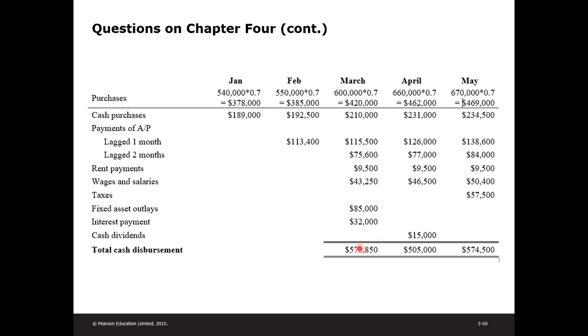Then we need to calculate the total cash disbursement for each month. We will add cash purchases plus the payables lagged for 1 month and lagged for 2 months. And then we add the rent payments, wages and salaries, taxes if we have taxes for this month, fixed assets outlay, interest payment, and then cash dividends if we have in this month. And then we come up with the total cash disbursement for each month like this. Okay, let's go to the next question.